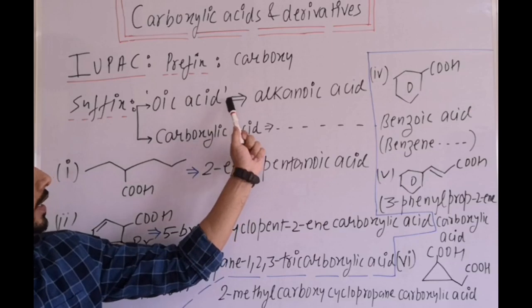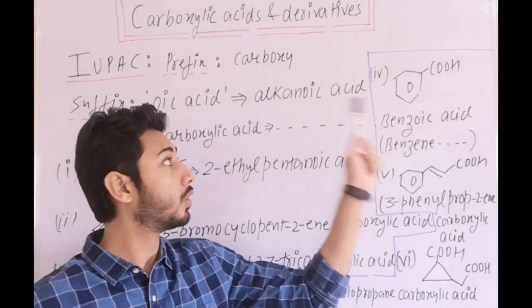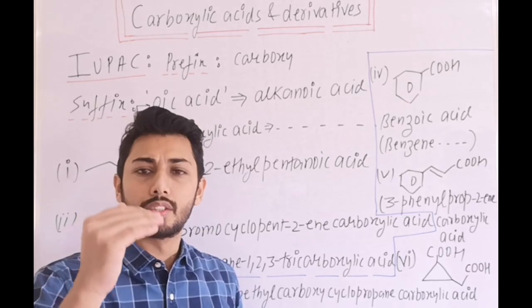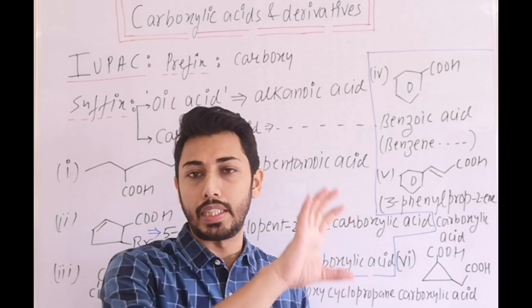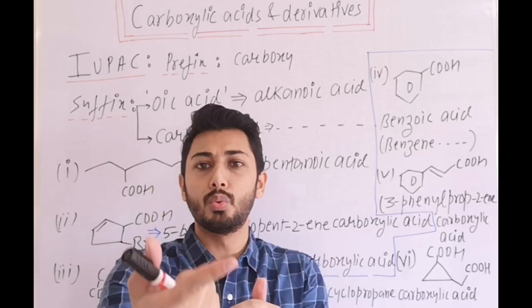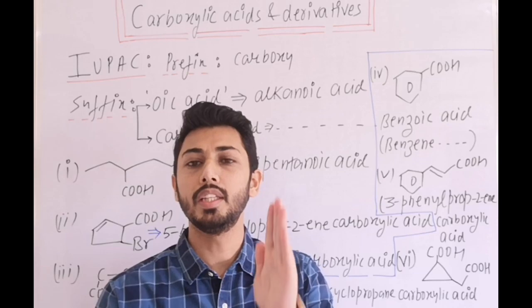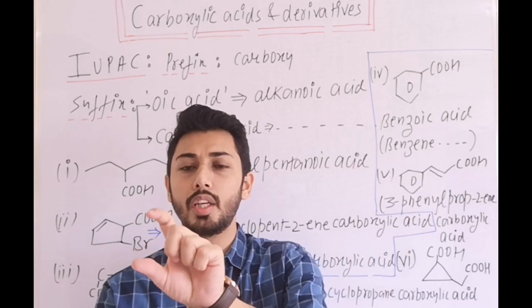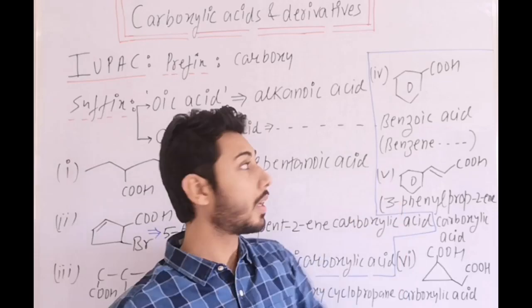Oic acid, when it is attached to an acyclic carbon chain, we name it alkanoic acid. Oic acid is one suffix. The second suffix is carboxylic acid. When the COOH group is directly attached to a ring, we use the term ring, that is, cycloalkane carboxylic acid. This is the general way. That means its carbon is not counted in the ring, but in an acyclic chain we count its carbon. That's why we use oic acid. We understand it by example.